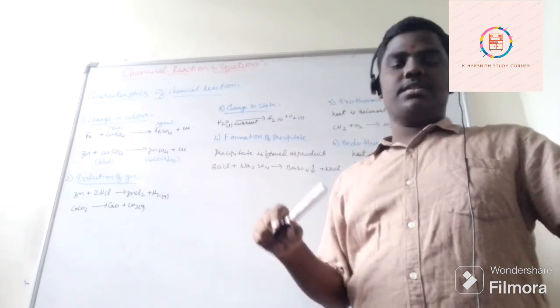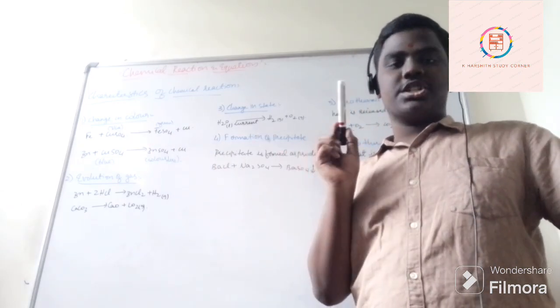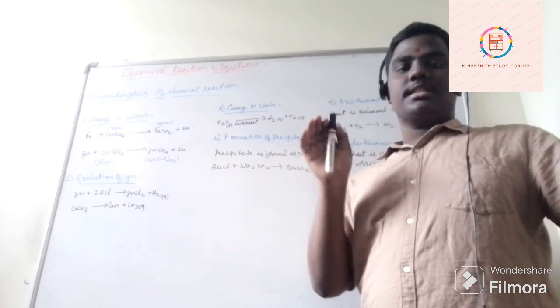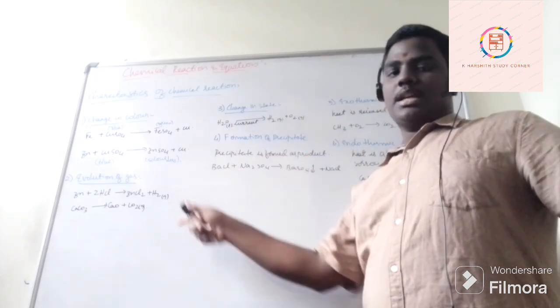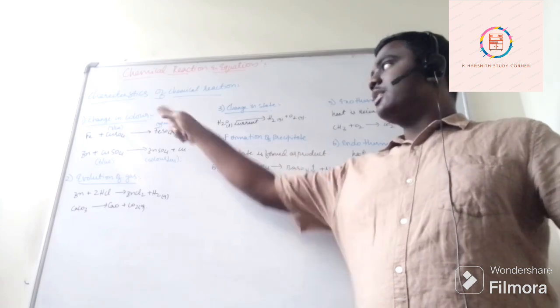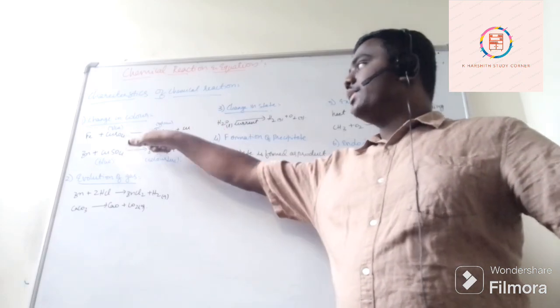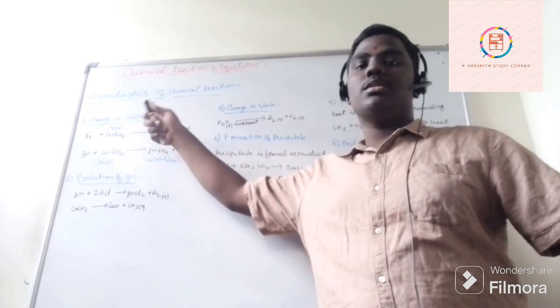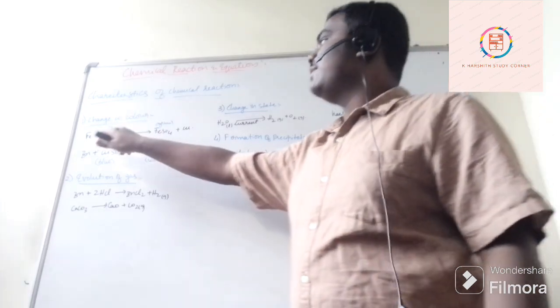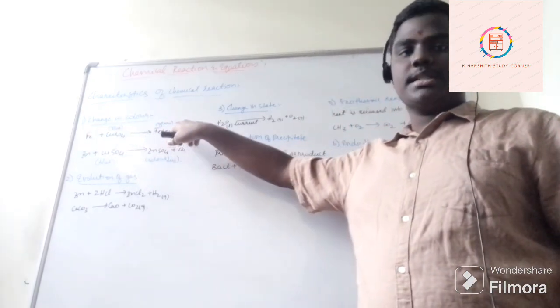We have discussed previously that whenever a chemical reaction takes place, there are changes in the state, form and even the temperature. So that particular thing we are discussing in detail here, okay? First thing is change in color. Whenever there is a reaction taking place, there is a change in color from the reactant to that of the product. In the reaction, Fe plus CuSO4 gives FeSO4 plus Cu.